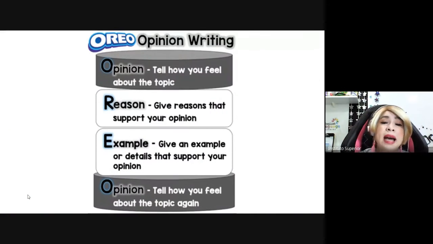So when you write an opinion paragraph or a persuasive paragraph, you can use the technique Oreo. On the top, we have the O, that is the opinion. Tell how you feel about the topic. The R is for the reason. Give reasons that support your opinion in the supporting details. Then we have examples. Give an example or details that support your opinion. Those are for the supporting details.